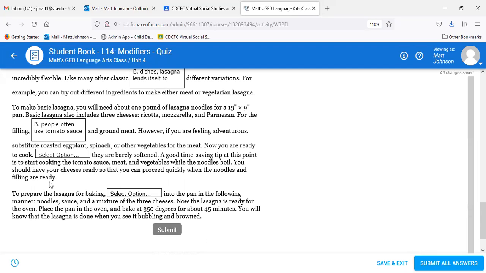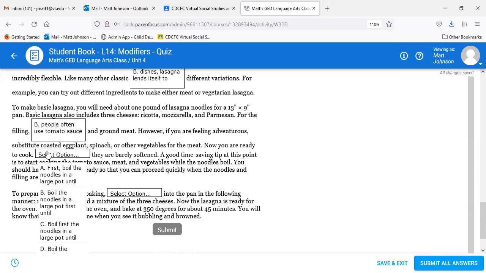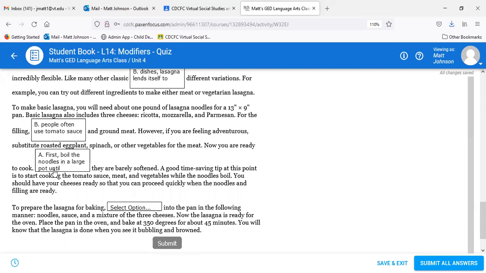However, if you are feeling adventurous, substitute roasted eggplant, spinach, or other vegetables for the meat. Now you are ready to cook. First, boil the noodles in a large pot until they are barely softened. A is the correct answer here. First, that's an introductory word. First, comma, boil the noodles in a large pot until they are barely softened.